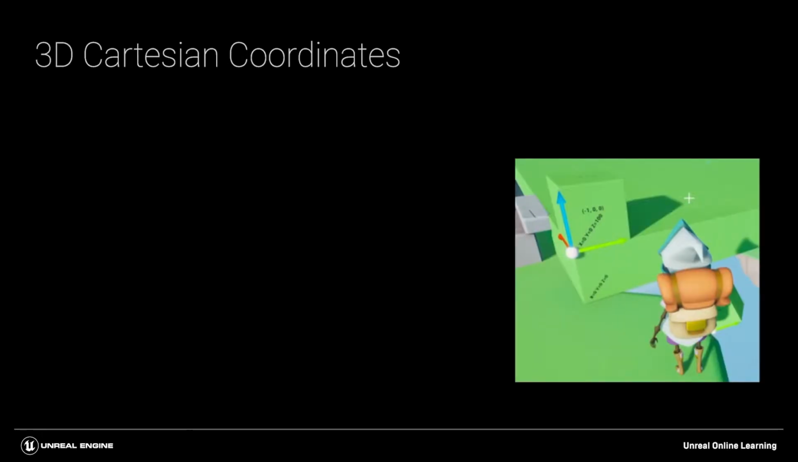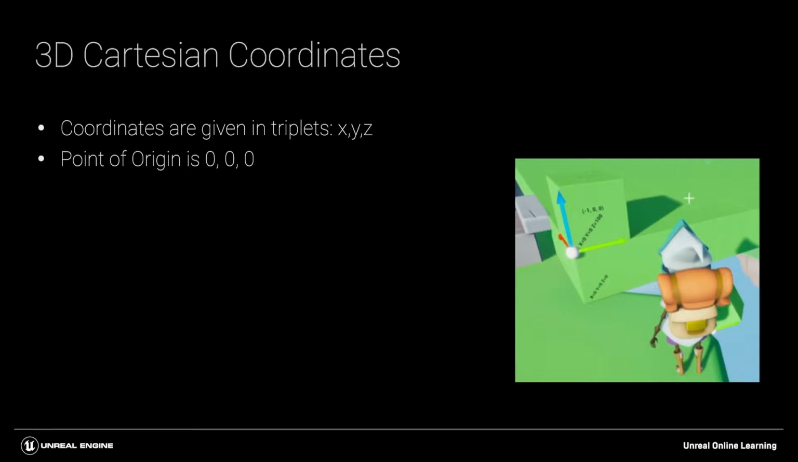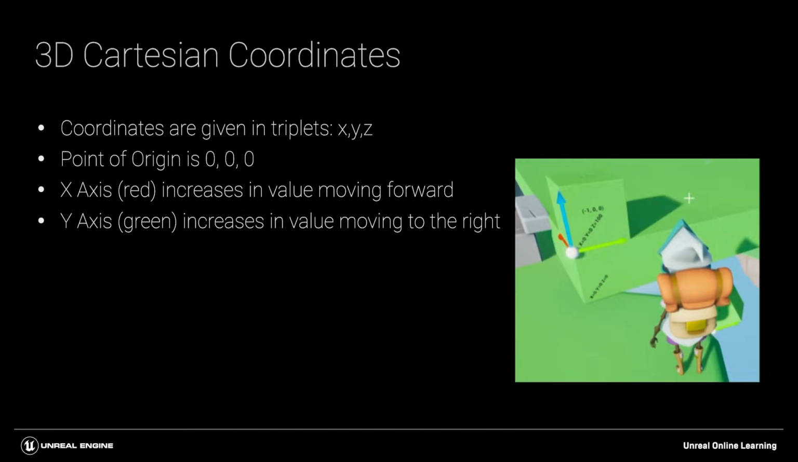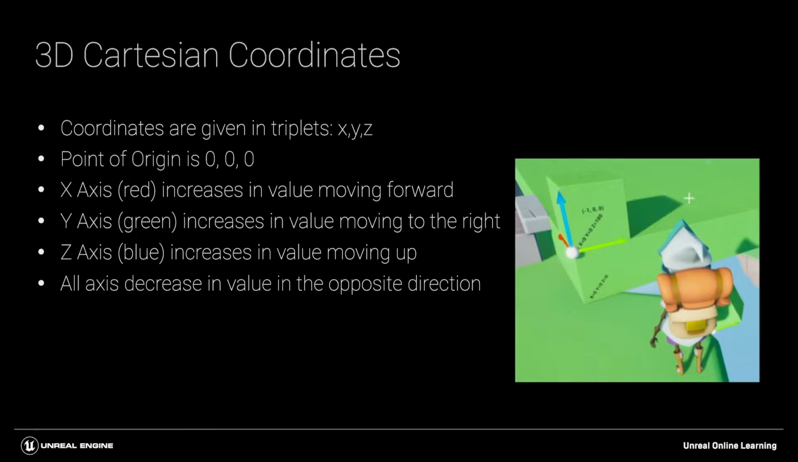Our game is built on a 3D Cartesian coordinate system, defined using an x, y, and z axis. To keep things simple, we've made the point of origin of the floor block snap to a grid of 100. In our system, x values increase in a positive direction moving forward, y values increase in a positive direction moving to the right, and z values increase in a positive direction moving up. All axes decrease in value in the opposite direction.